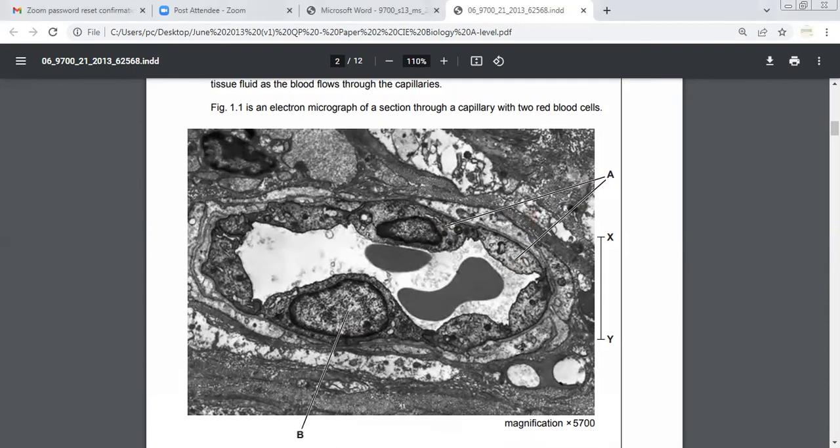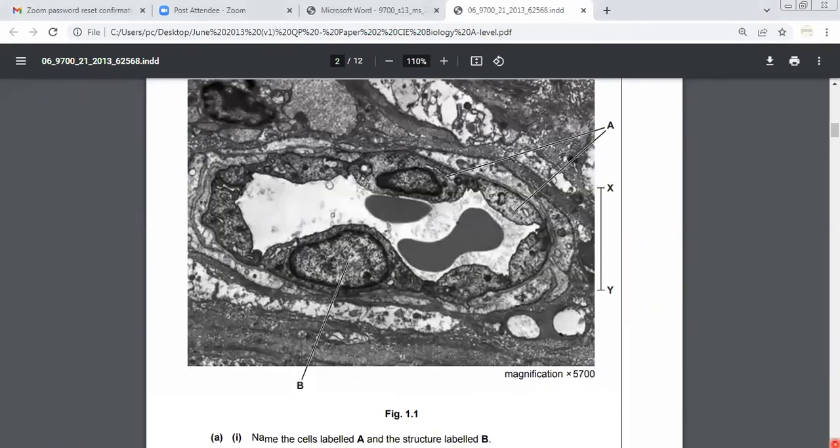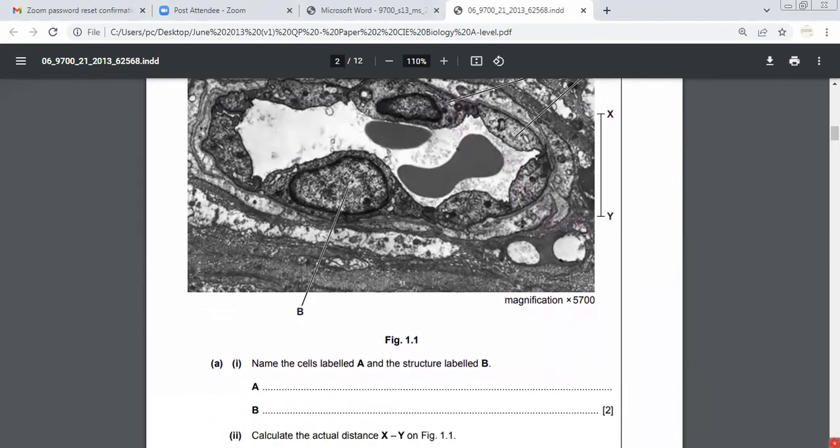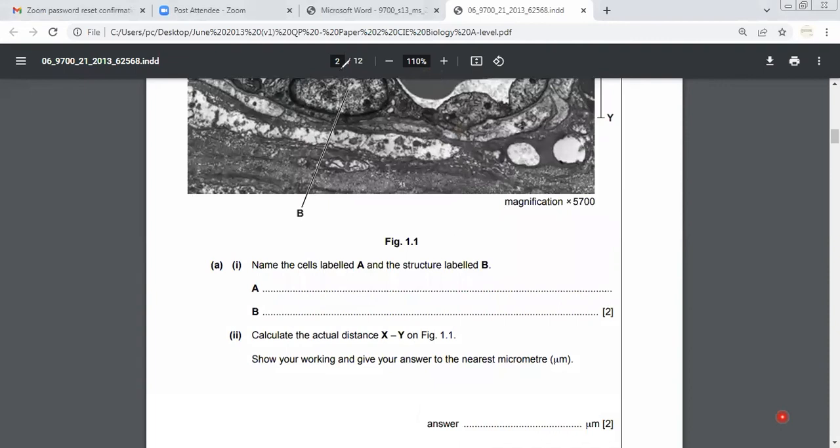Part A is the endothelial or squamous lining or tissue of the blood capillary, and B is the nucleus. Another part is about the magnification and the measurement, and this question can only be solved properly when you have the hard copy with you. So part 2 we cannot solve online.